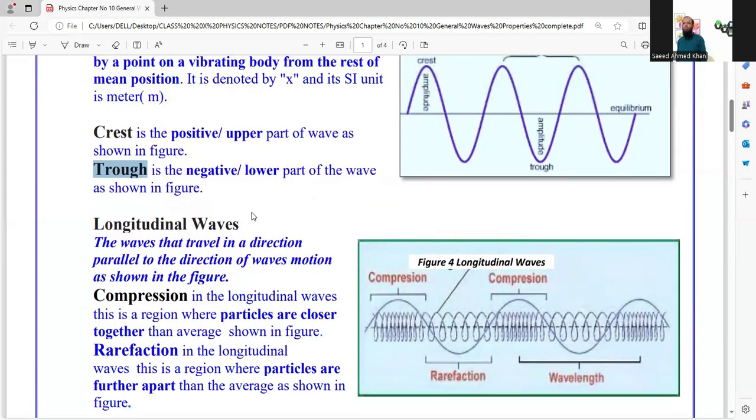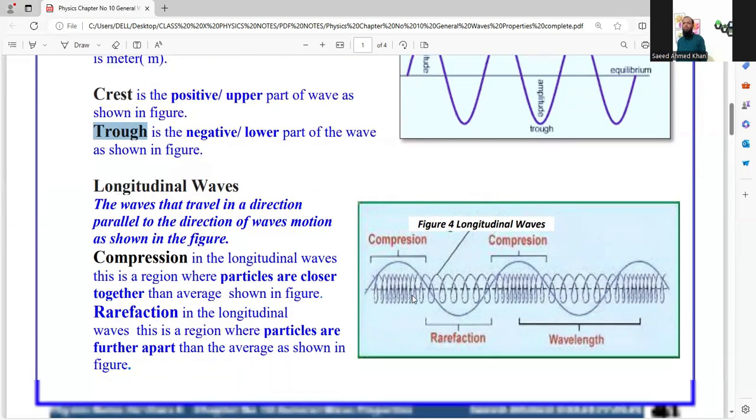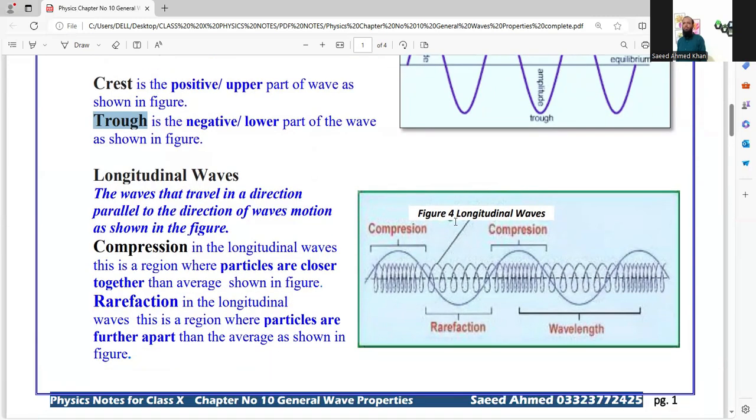So a longitudinal wave has two main components. One is compression and the second is called rarefaction. Longitudinal waves are waves that travel in the direction parallel to the direction of wave motion, as shown in the figure. Here the matter and energy both have the same direction. That is called longitudinal waves.